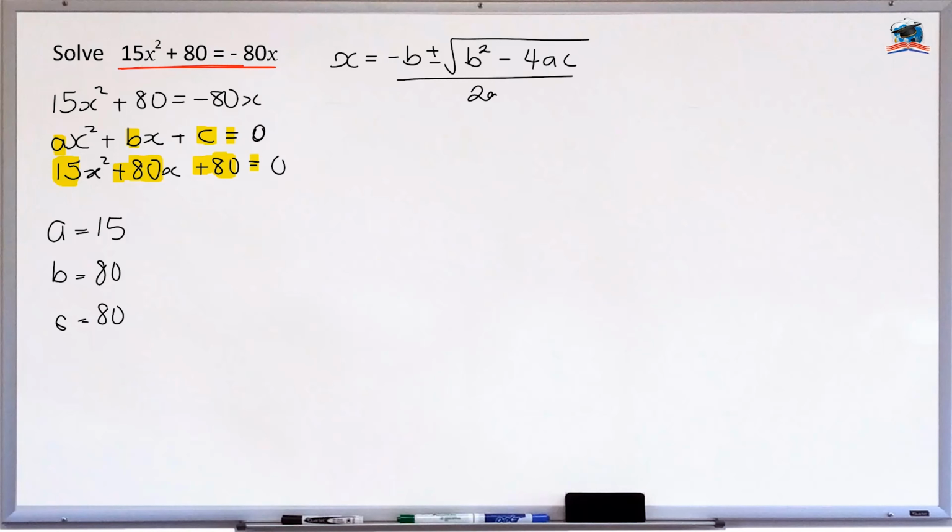Now, the next step is to put the information into the quadratic formula. So let's do that. You've got x here is equal to, we have minus b. The minus stands on its own, and the b stands on its own.